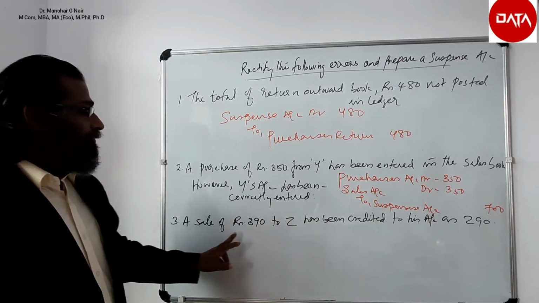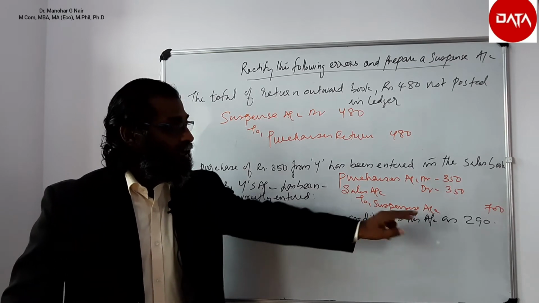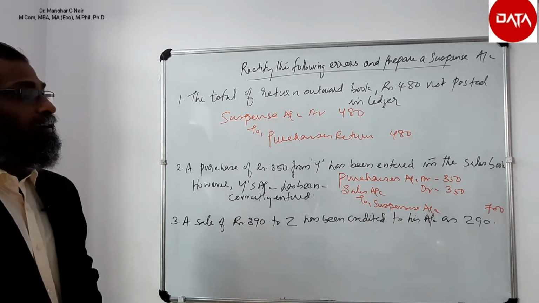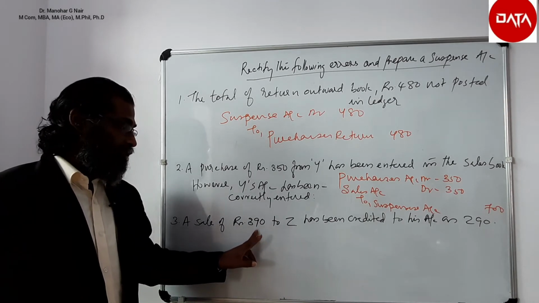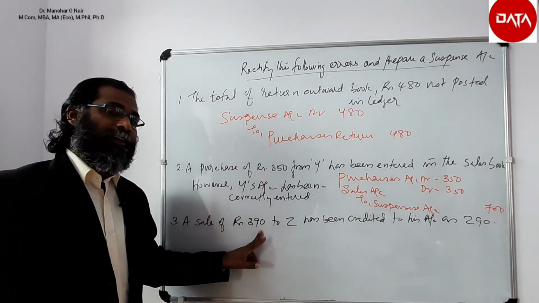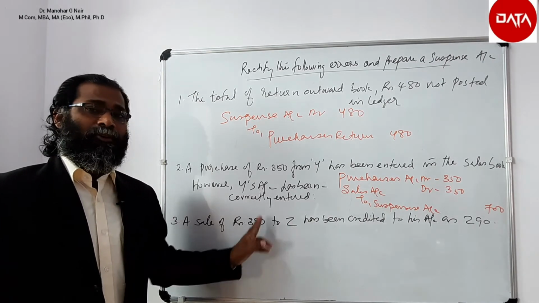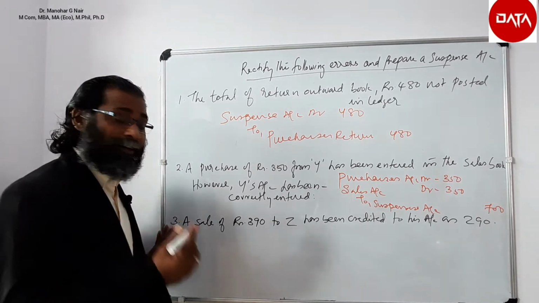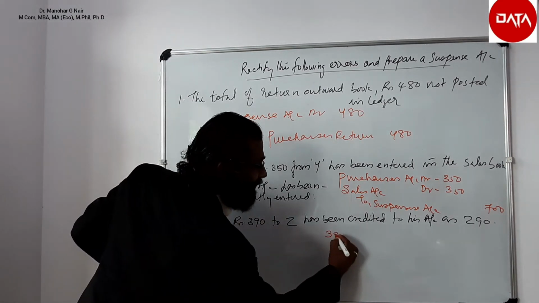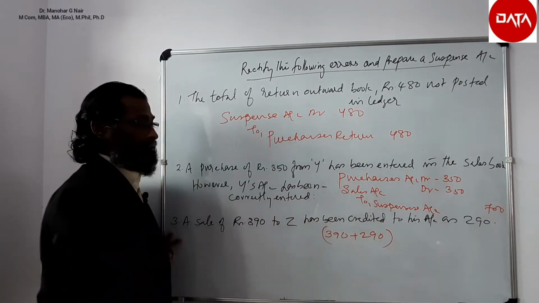Now a sales of 390 to Z has been credited to his account as 290. So in this case, actually his account has to be debited to the extent of 390. Instead, his account is credited to the extent of 290. So the difference will be 390 plus 290. This will be the difference.